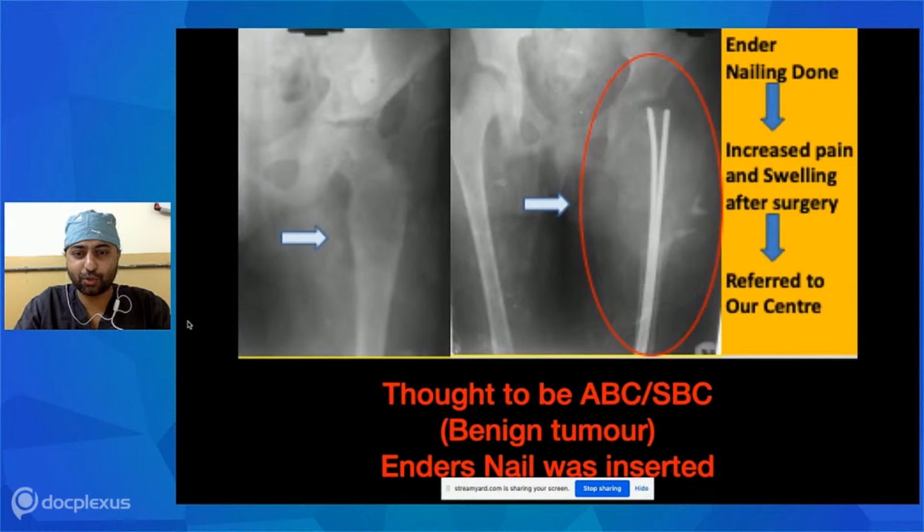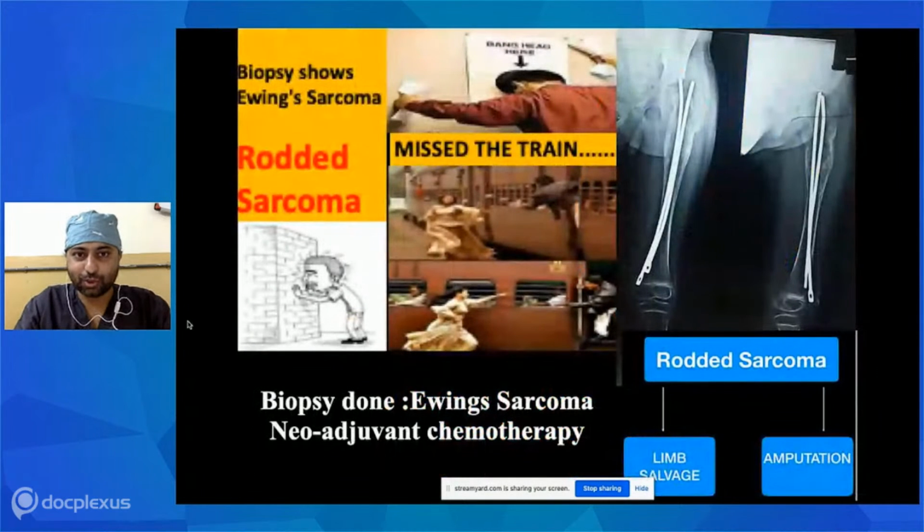It was thought to be a benign tumor by the first treating doctor, which was a wrong assumption, and he had put in a nail. So it was a sarcoma, a malignant bone tumor, which was treated inappropriately with a nailing surgery, and the tumor increased in size. Again, the same analogy of DDLJ: Kajol has missed the train. She was unable to catch up with Shah Rukh Khan, and she was left on the platform.